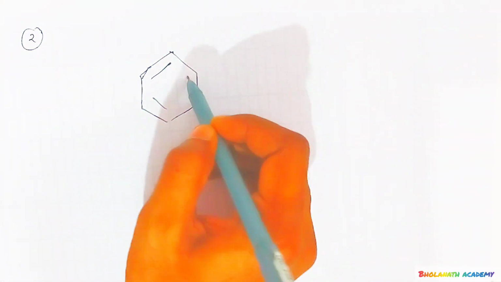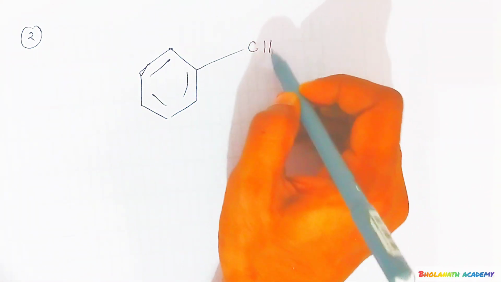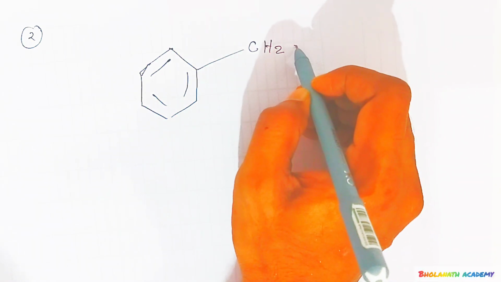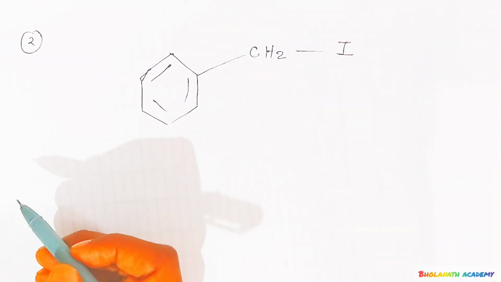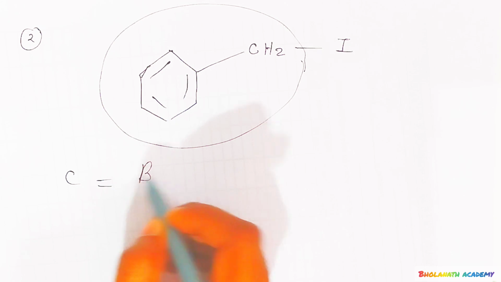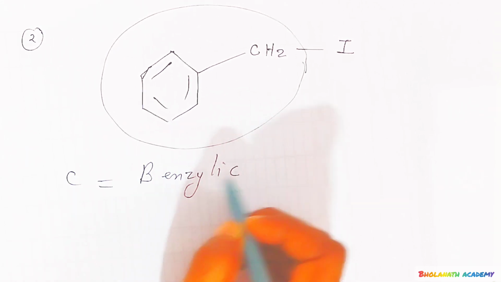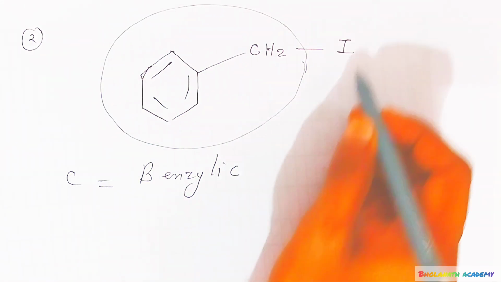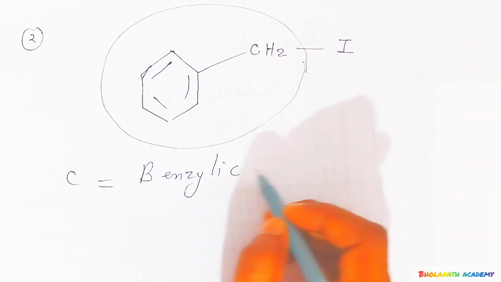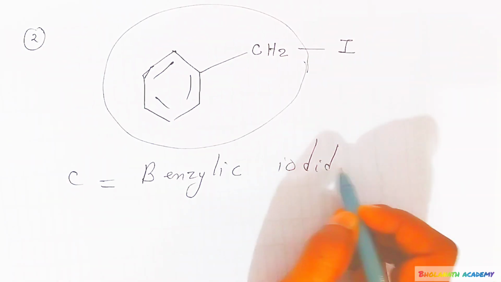Second example, students: we can say this is the benzene ring which is attached to methyl, and one of the hydrogens of methyl is replaced by halogen. Now what will be the name, students? So which type of benzyl? The common name of this alkyl will be called benzylic. Then to whom iodine is attached, we call it benzylic iodide. This is the common name.